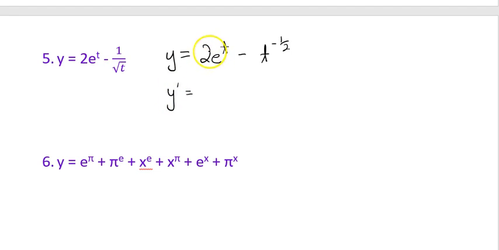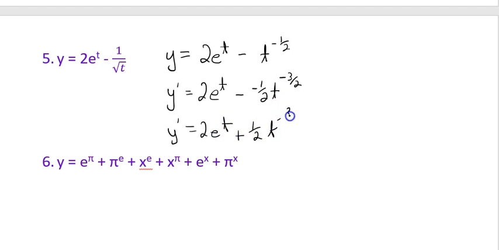This is another situation where you have a coefficient, so you just bring it down. This is your exponential piece, so you copy that, multiply by the natural log of the base, but again, we don't typically write natural log e because that's going to be a 1 anyway. And I don't have to chain rule because the t is plain. Then I bring down the minus, and I do the rule for the t to the negative 1/2. And so that would be a negative 1/2 t. And then negative 1/2 minus 1 would be minus 2/2, so you get negative 3/2. Now, because this is a double negative, I would probably want to combine that and put plus 1/2 t to the negative 3/2.